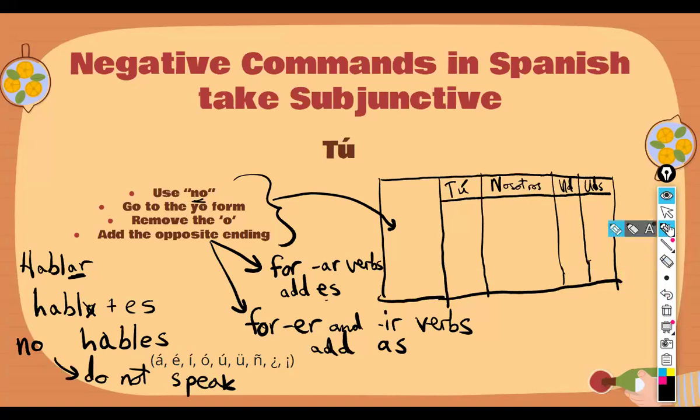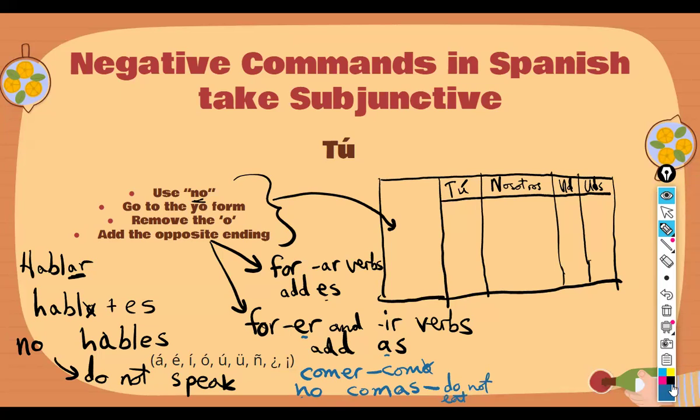All right. My next one is comer. So the yo form is como. Cross off the O, I get COM as the stem. For ER, I add AS. So comas. So no comas. Do not eat. You do not eat. Right? But in English, we don't typically say you do not eat. We just say to the person, do not eat. Or do not whatever. Right?